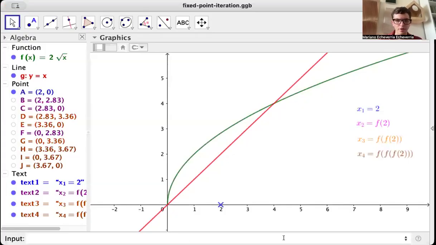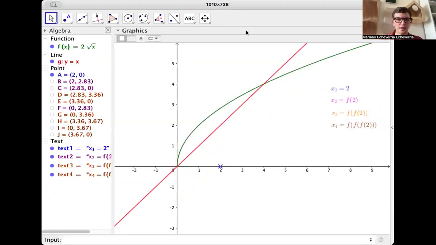So, I did it on GeoGebra a bit earlier. Okay, let's see. Let me see. Can everyone see the GeoGebra animation?